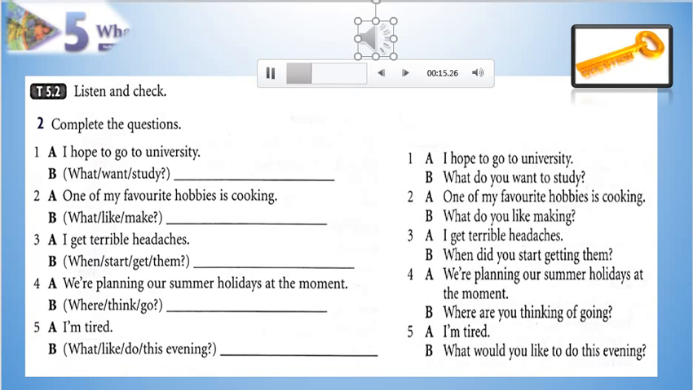One of my favourite hobbies is cooking. What do you like making? Oh, 3. I get terrible headaches. When did you start getting them? Well, 4. We're planning our summer holidays at the moment. Where are you thinking of going? Well, 5. I'm tired. What would you like to do this evening?